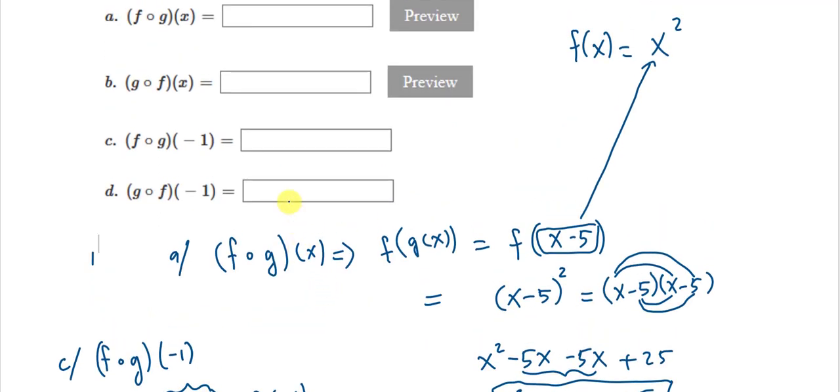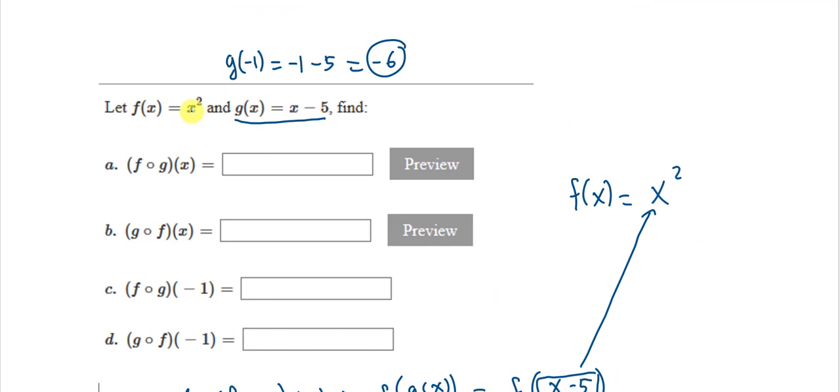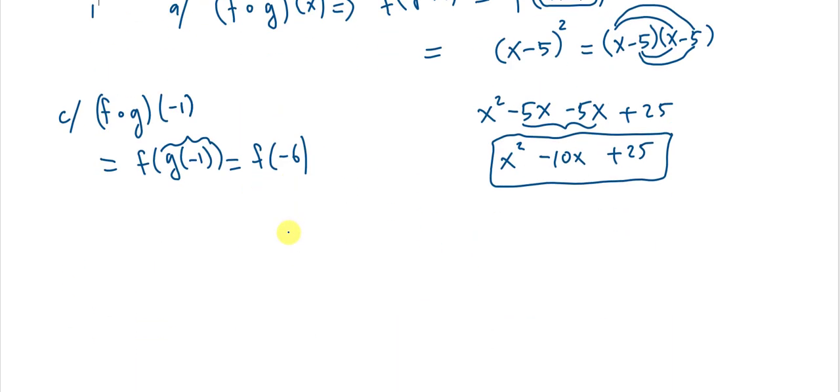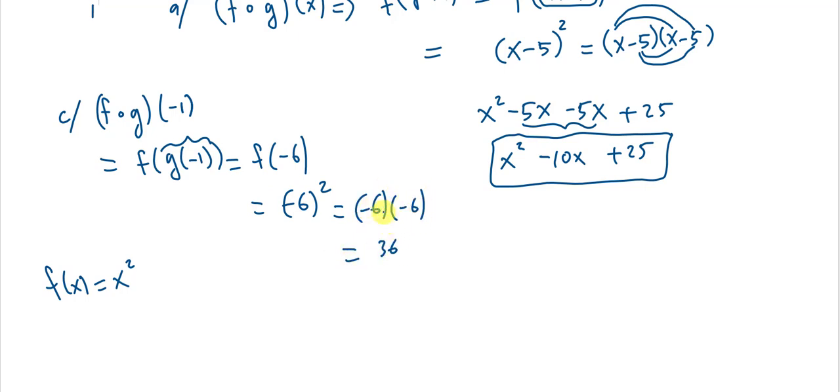The function f was given, f of x equals x squared. Okay? So f of x equals x squared. f of minus 6 equals minus 6 squared, because anywhere you see x, it now becomes minus 6. Minus 6 squared means minus 6 times minus 6. 6 times 6 is 36. Minus times minus becomes plus. So the answer here is plus 36.